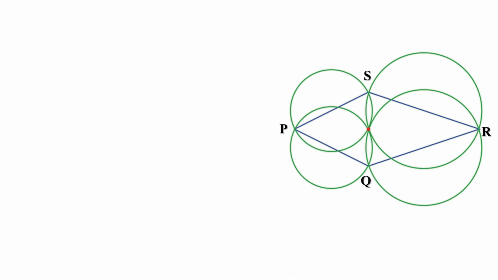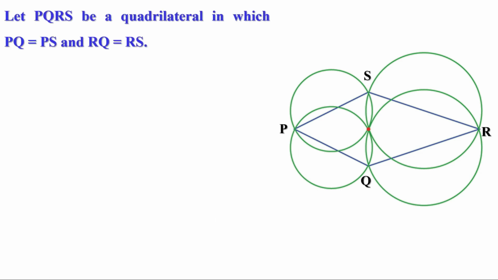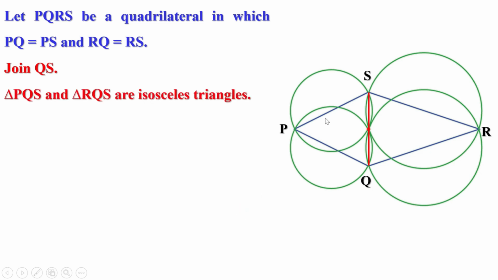PQRS is a quadrilateral in which the adjacent sides are equal. That is PQ equal to PS and RQ equal to RS. Now let us join QS. Then we get two isosceles triangles, triangle PQS and triangle RQS. We know PS and PQ are equal and RQ and RS are equal. Therefore, these two triangles are isosceles triangles.